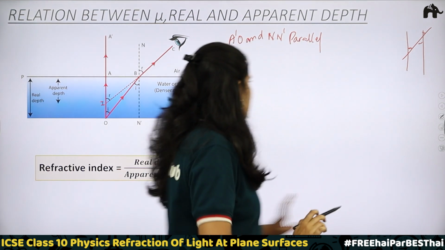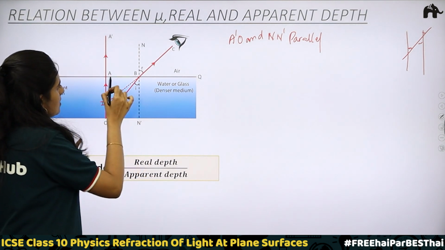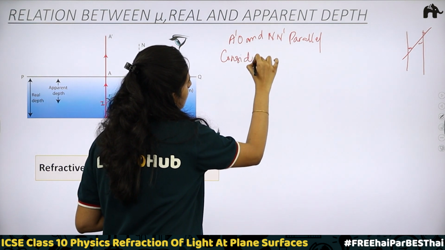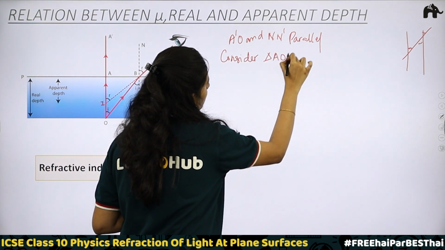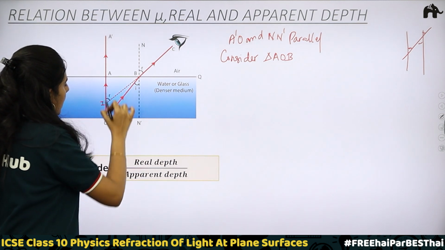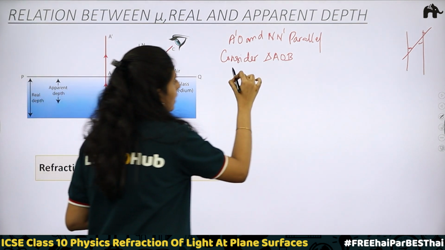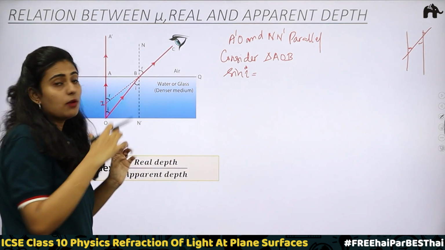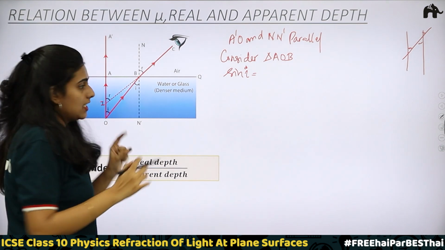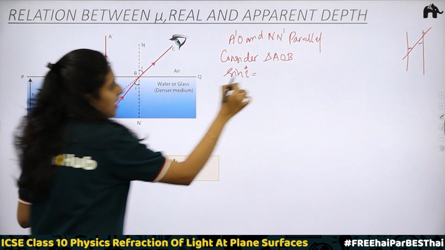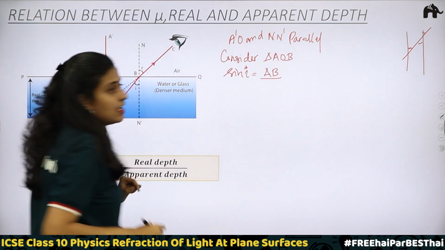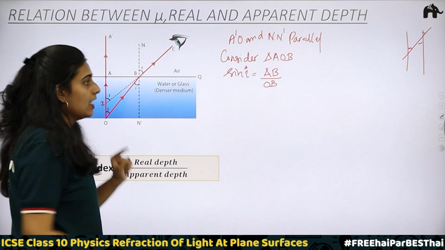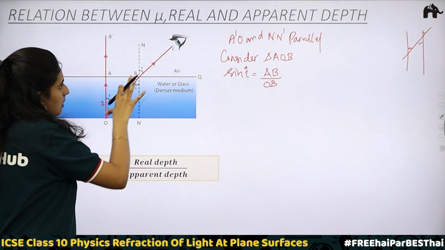Now we'll start the derivation. First, you have to consider this triangle AOB. In triangle AOB, if I need to take sine of angle of incidence, what is sine of angle of incidence? Sine of an angle will be opposite side divided by hypotenuse. For this angle I, opposite side is AB, divided by hypotenuse. Hypotenuse is OB. AB by OB. Okay, sine I is equal to AB divided by OB.